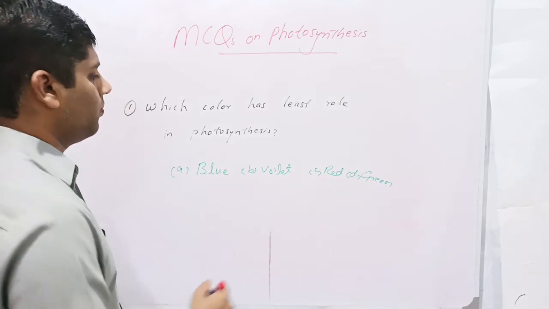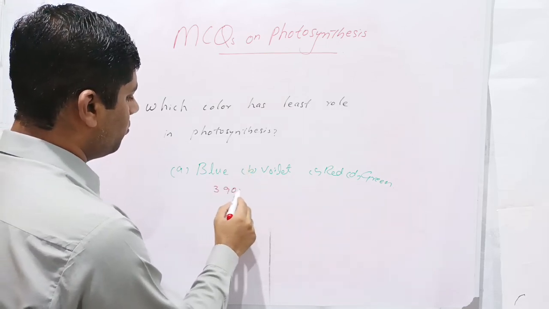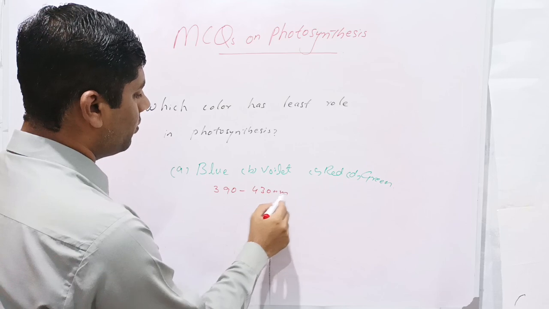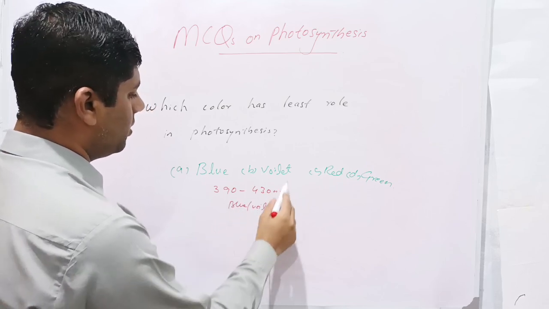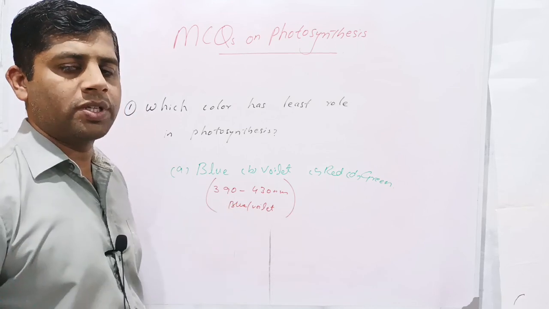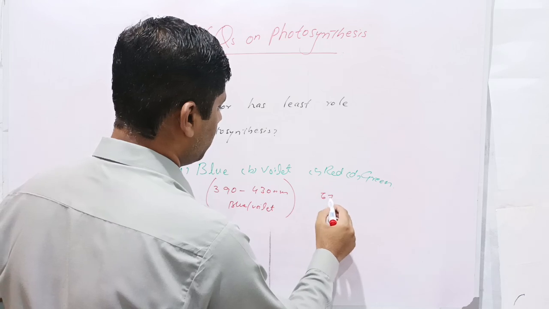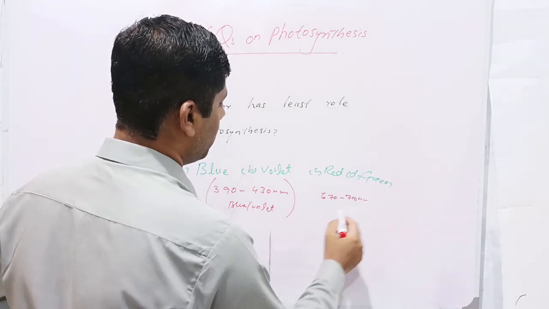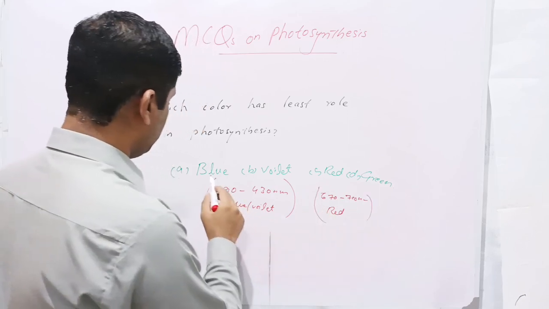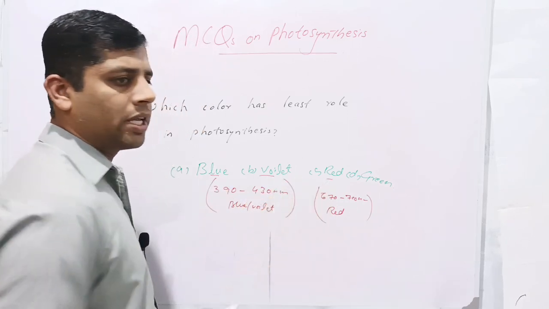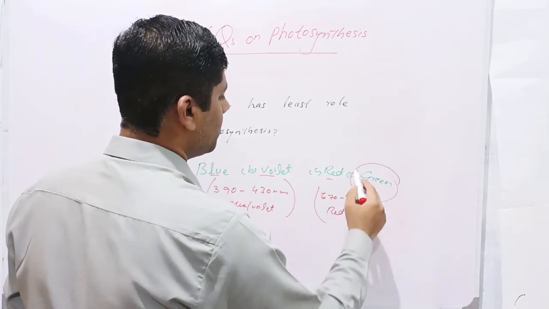As we know, the two spectrums which produce energy during the process of photosynthesis are 390 to 430 nanometer of the wavelength, which is blue or violet color. This light range produces energy during the process of light reaction of photosynthesis. And the second spectrum is 670 to 700 nanometer of red color light. So the blue, violet and red color produce an enormous amount of energy during the process of light reaction. The remaining green color, this is the correct option.